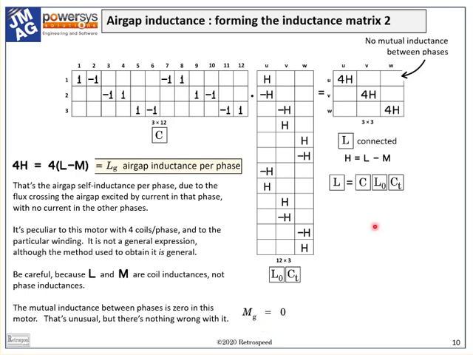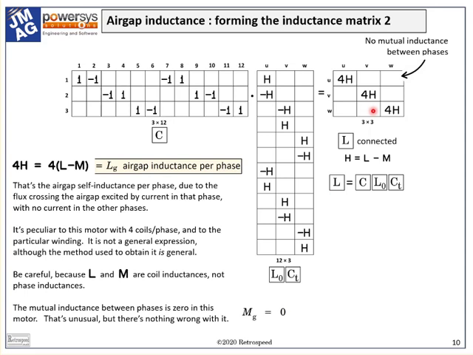It's a peculiar property of this particular machine, and it comes from the fact that the coils are not overlapping. Each one spans 30 mechanical degrees and does not overlap the next coil or any other coil. The self-inductances are all equal to 4H, or 4 times L minus M.